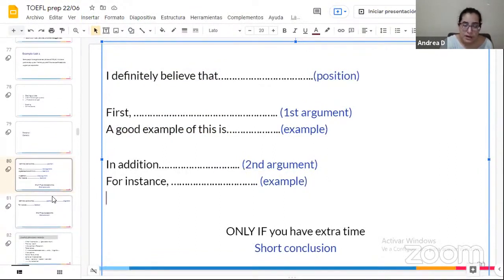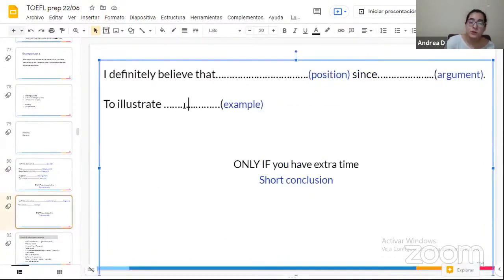Okay. All right. So if you're going to give one example, then this is what you need to do. You start with your intro. I definitely believe that, and you tell me what your position is. That staying up late is better than going to bed early. And then you tell me your reason, right? Since I'm more productive at night. To illustrate, there was this time when I went to bed early and I didn't do anything. And at the end of the day, I overslept the next morning, so I didn't have my things ready for work and so on. You just make something up.